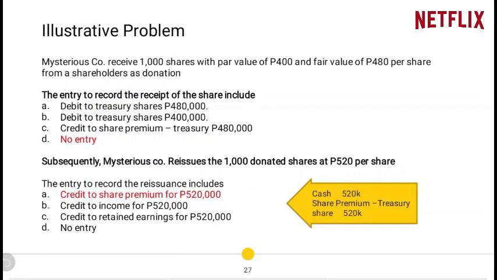So, as an illustrative example, Mysterious Company received 1,000 shares with par value of 400 pesos and fair value of 480 pesos per share from shareholders as donation. The entry to record the receipt of the shares include, the answer is D, no entry. Subsequently, Mysterious Company reissues the 1,000 donated shares at 520 pesos per share. So, to record the reissuance, it is credit to share premium for 520,000.